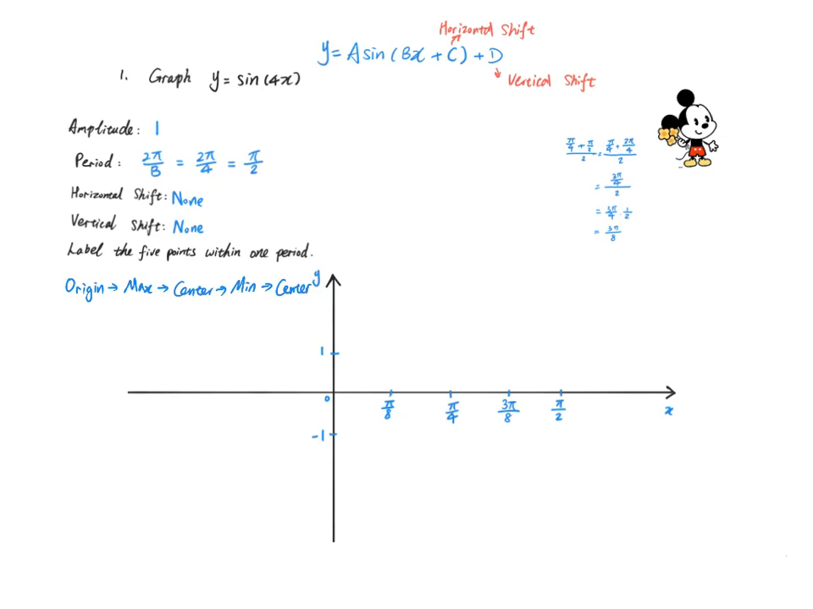So the origin is right here. I'm going to use a different color so we can see this graph clearly. Origin represents 0, 0. It's always the same pattern when you graph the sine function. So origin, now we're going to the maximum point. Go back to the center, go down to the minimum point, and then go back to the center. Okay? We don't have a horizontal or a vertical shift, so you don't need to move any of these points. All you need to do is connect these points and draw a curved line.